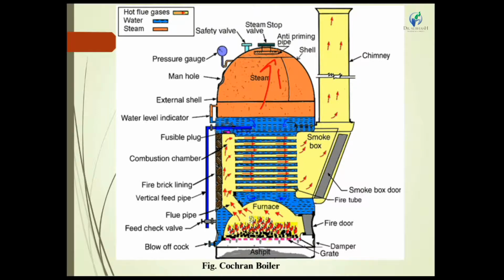The working of the anti-priming pipe is to separate the steam and water. Steam passes from the anti-priming pipe to the steam stop valve and water is drained back inside the boiler. This is the hemispherical shell. That's all the terminology we have to see.